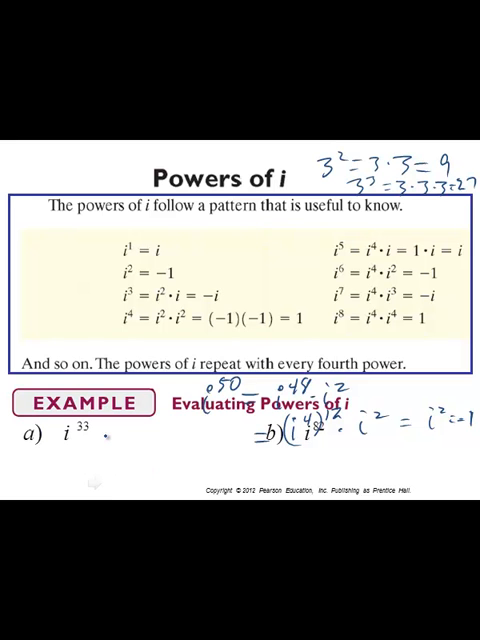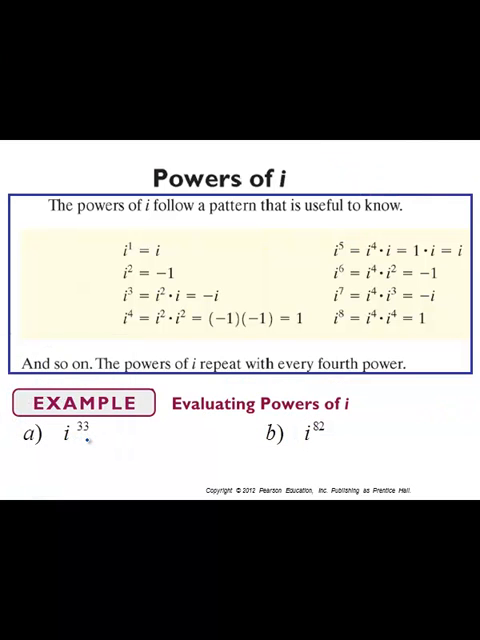What is i to the 33rd power? Well, again, what is the nearest multiple of 4 that's less than 33? The answer is 32. So i to the 33rd power is 1 times i, which is i. Okay? You have i to the 82 power. What is the nearest multiple of 4 that's less than 82? And the answer is 80. And i to the 82nd power is just 1 times i squared, which is negative 1. Okay?